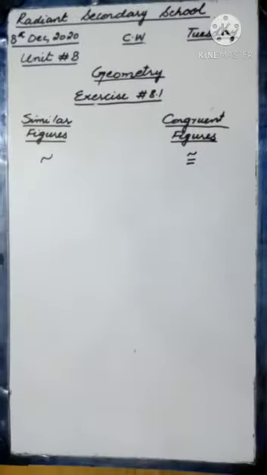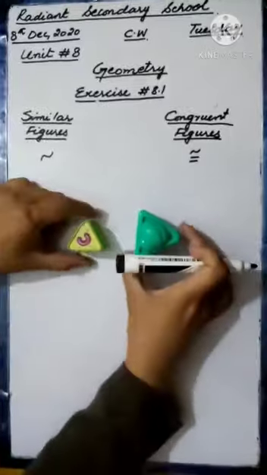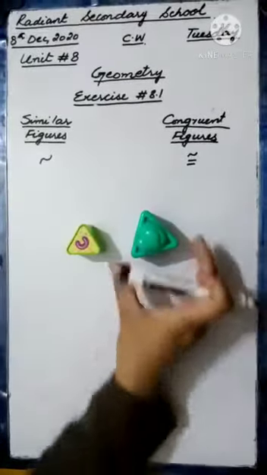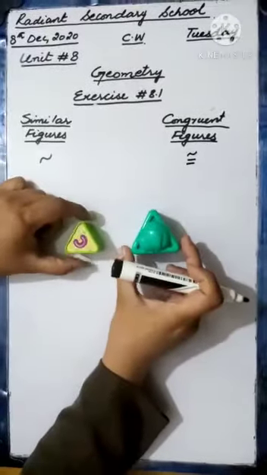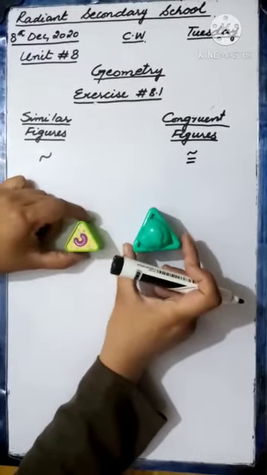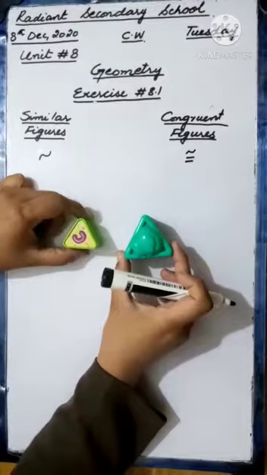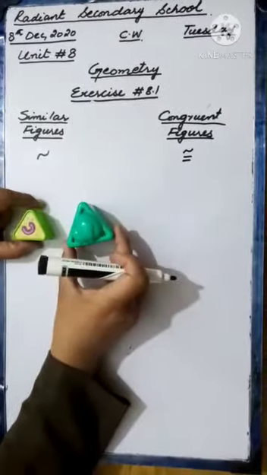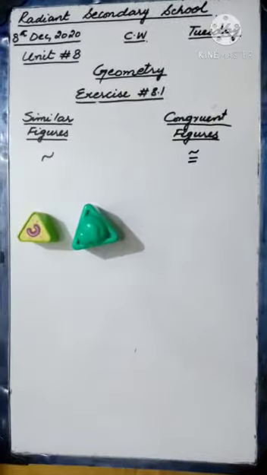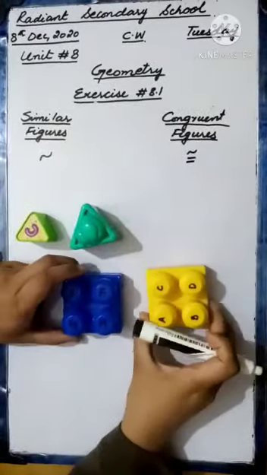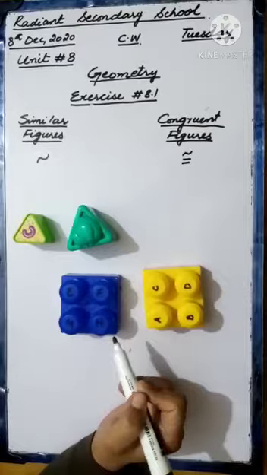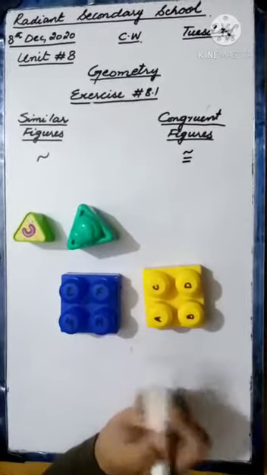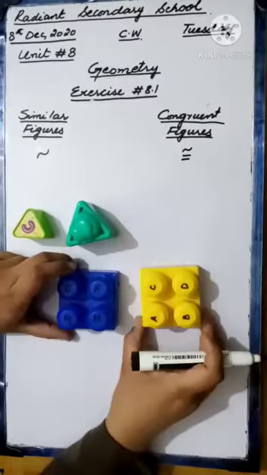Suppose I'm taking this type of shapes. You can see that these are two triangles, but this one is bigger and this one is smaller. You can see that these two are of the same shape but their size is different, so these are similar figures. But if we consider these two shapes, now you can see that exactly their size and their shape are the same, so we can say that these are two congruent figures.